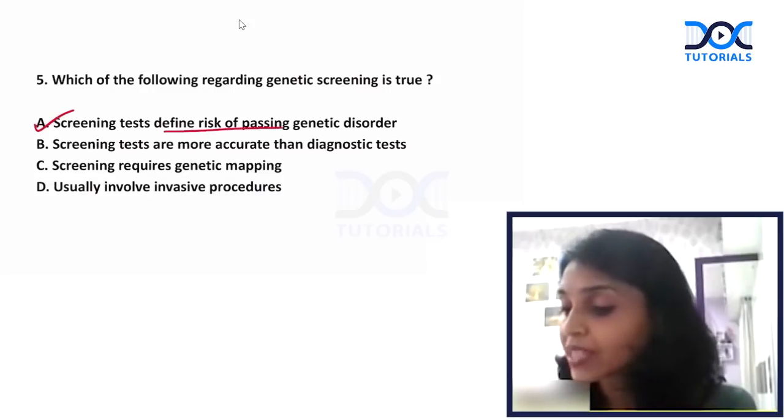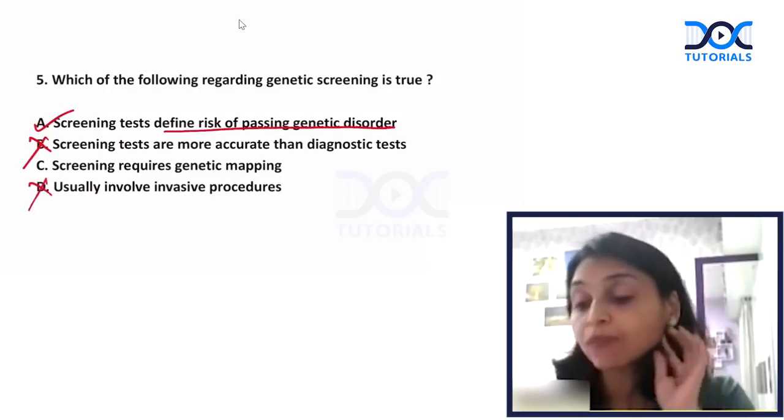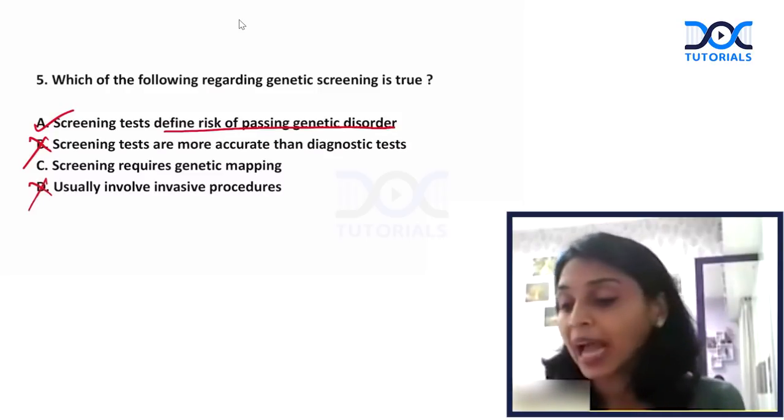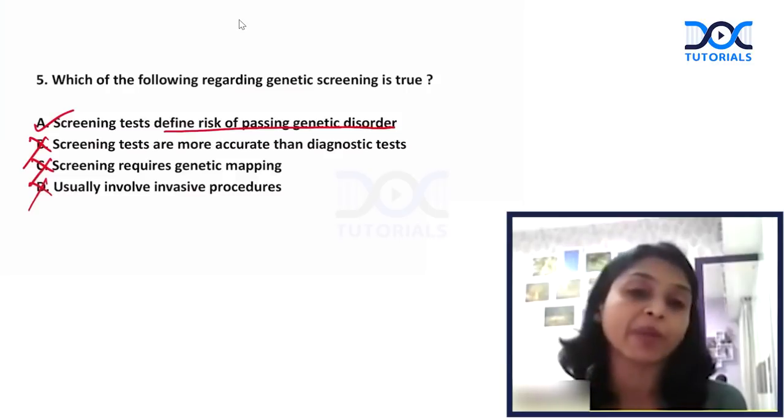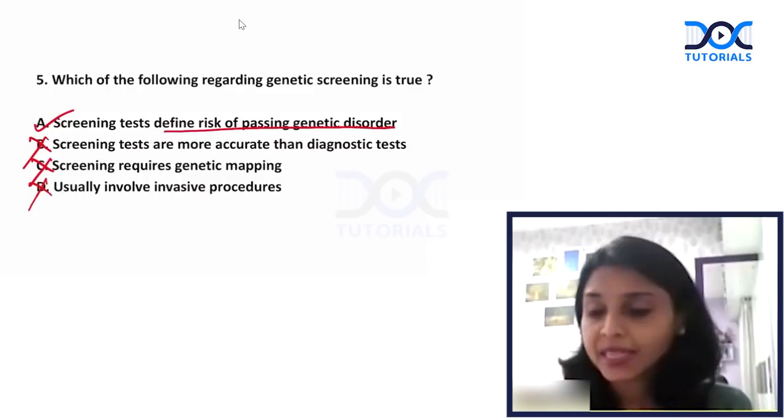It defines your risk of passing the genetic disorder. It is more accurate? No, it is less accurate. It involves invasive procedures? No, it usually involves less invasive procedures, and it does not require genetic mapping. Okay, hope I'm clear. Is that okay?